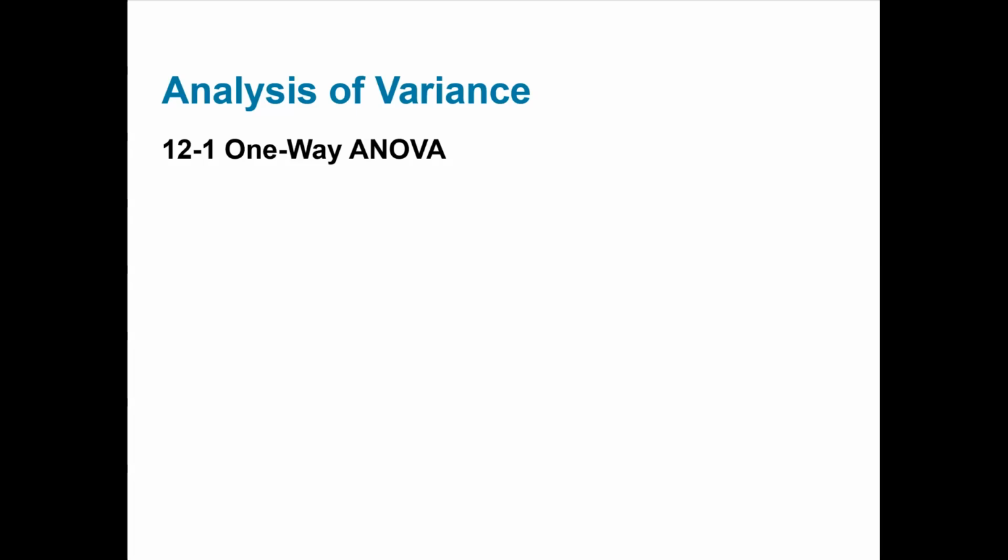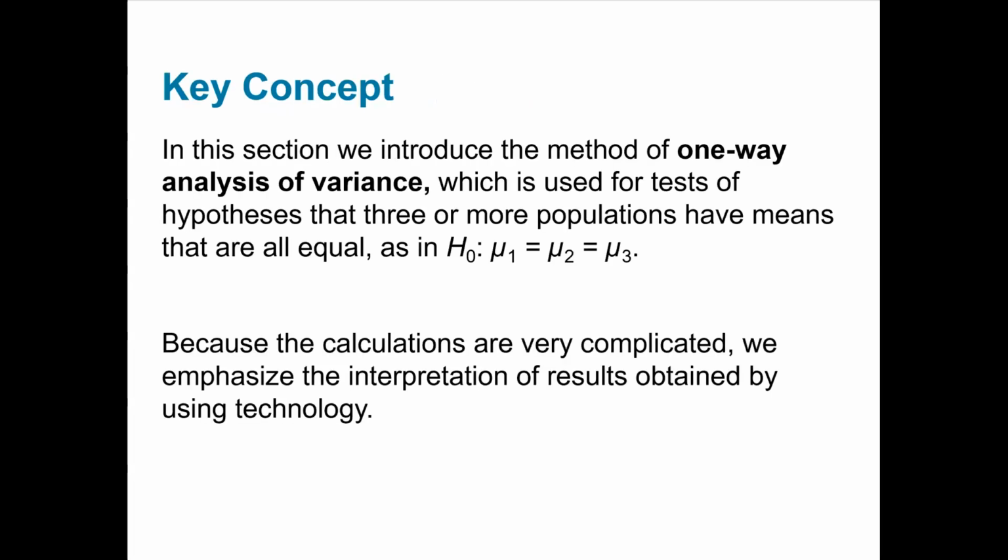In this video, we're covering one-way analysis of variance, or ANOVA. In this, we're going to be testing 3 or more populations that have means that are all equal. So our null hypothesis will always be mu1 is equal to mu2 is equal to mu3, or however many means we're dealing with. We are strictly dealing with technology, as always.